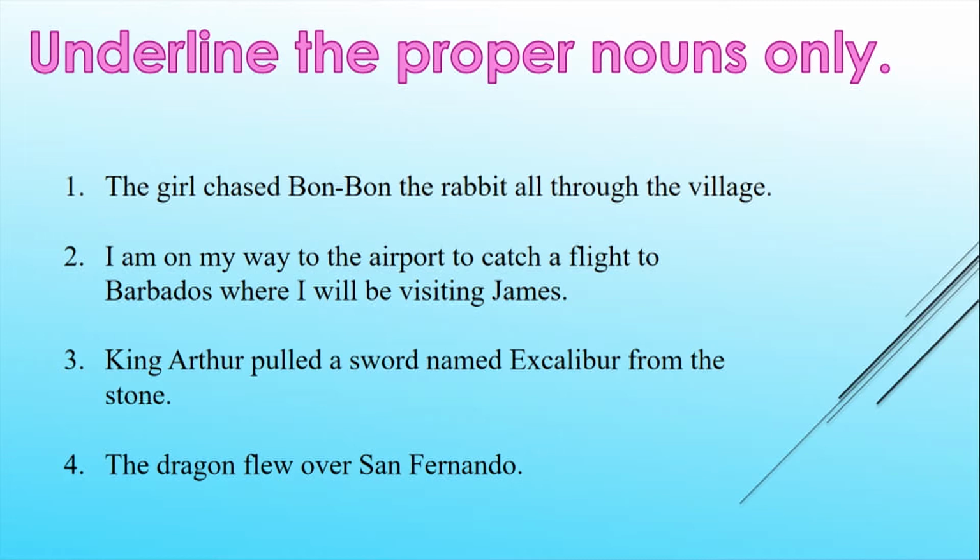So you have them. Number two: "I am on my way to the airport to catch a flight to Barbados, where I will be visiting James." Good. Proper nouns only. Number three: "King Arthur pulled a sword named Excalibur from the stone." So that's three. And number four: "The dragon flew over San Fernando." Take a little time. Proper nouns only. Right? So we're going to start going over them now.